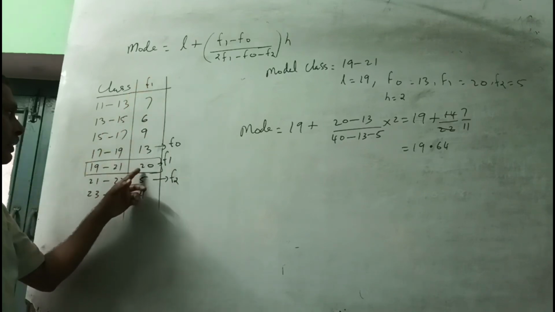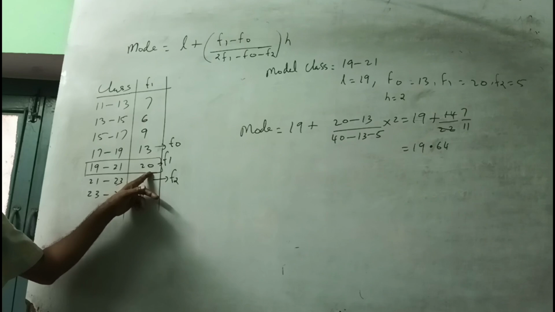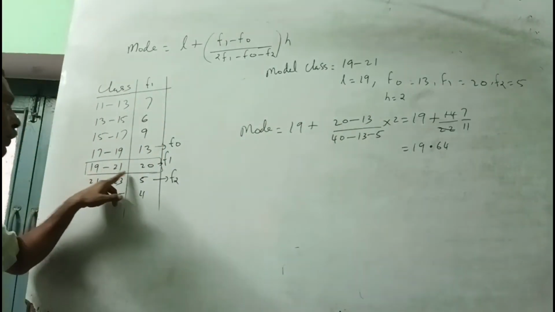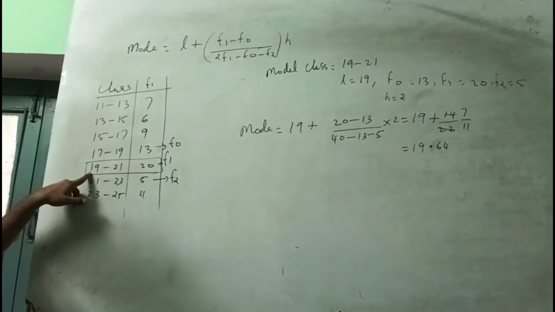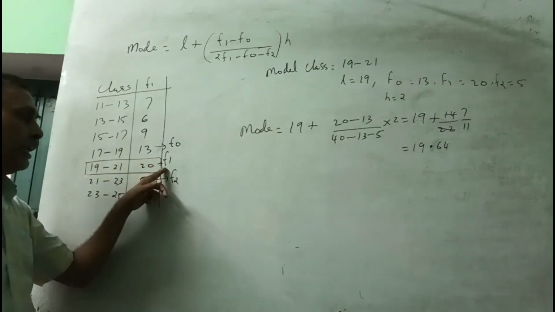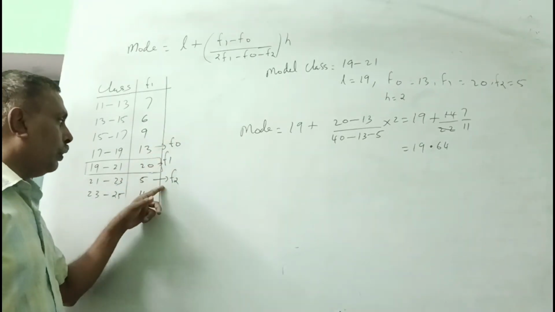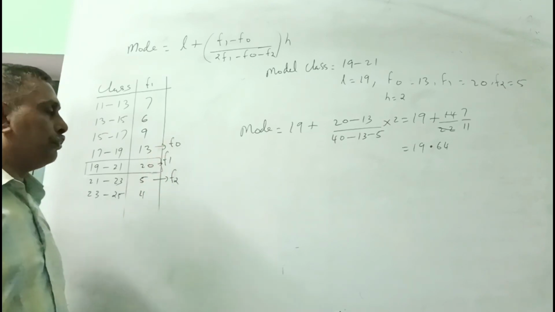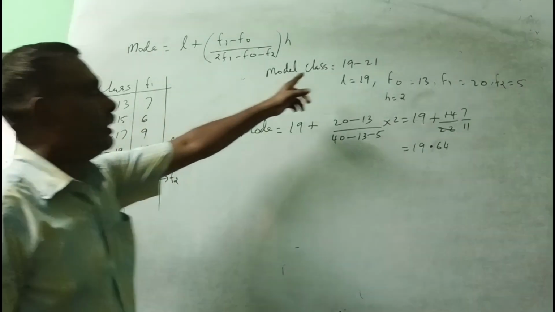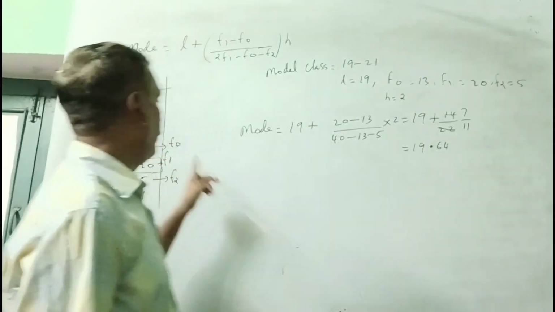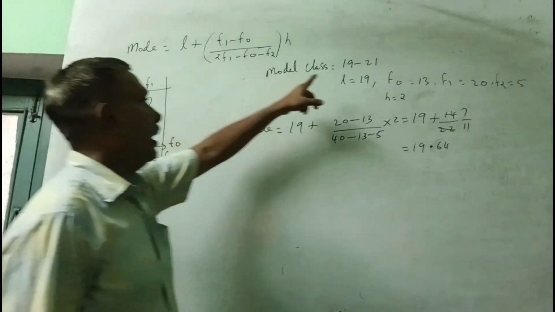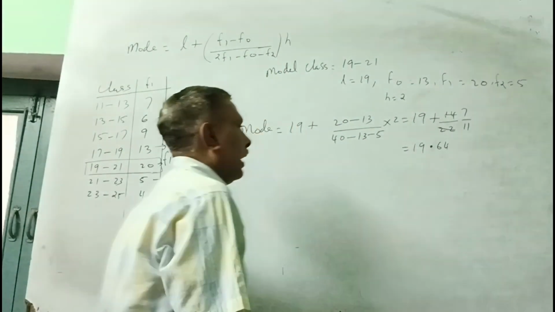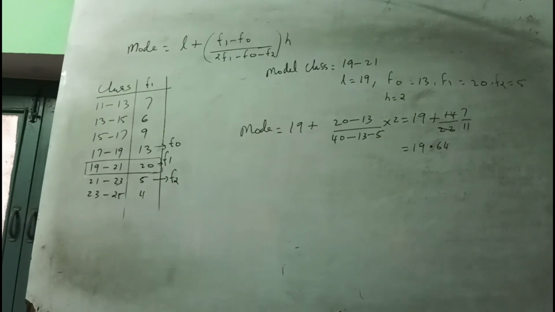Then you see the highest frequency, which is 20. The class corresponding to that is called the modal class. So 19 to 21 is the highest frequency class, the modal class. Corresponding to that is f1, just above it is f0, and just below it is f2. The modal class is 19 to 21, so L is 19. f0, f1 and f2 are all written. The class width is 2. Using the formula and simplifying, you will get 19.64 as the result.